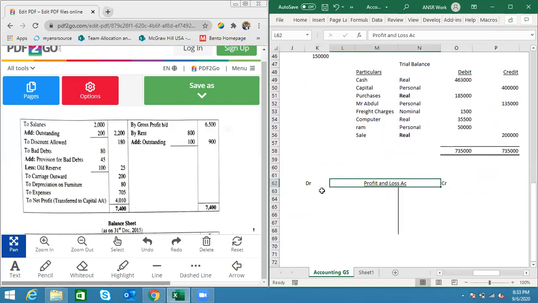Now, I'll go through the trial balance item by item. I'll find out which ones are the nominal accounts, then determine which side each will go to. Let's go to the first one. Real account, no, because that will go to the balance sheet. Personal account, no, go to the balance sheet. Real account, no, go to the balance sheet. Then the personal account goes to the balance sheet. This one is a nominal account. Now, freight charges. Is it an expense? Is it an income?